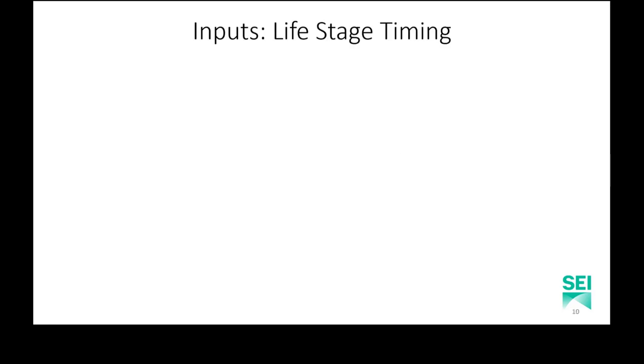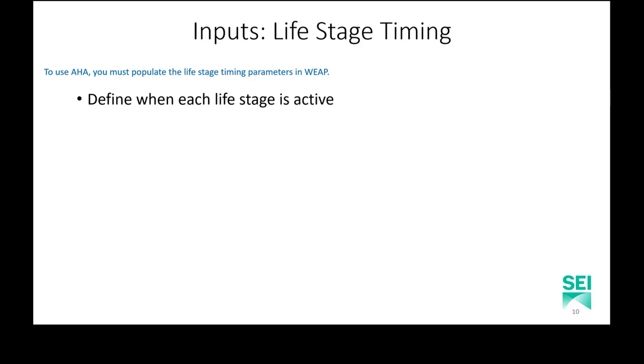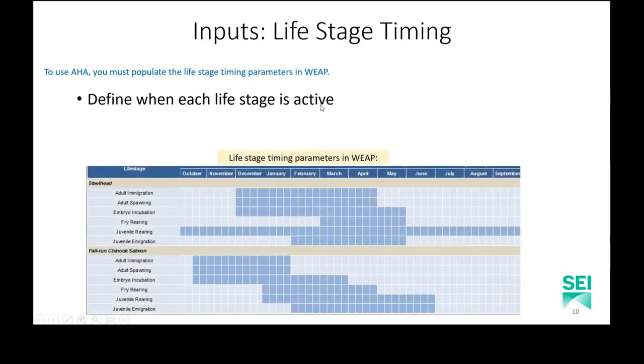So with that in mind, the first input you'll need is what's called life stage timing. You need to input this into WEAP, which defines when each life stage is active. And in Santa Clara, we used a representation that looks like this, where in WEAP, we set each life stage active for certain months. What this does is the results in WEAP are only calculated for the life stage when it's active. And as you see below, it varies by species. Often in the US, we have what's called fall run salmon or winter run salmon. So these parameters allow you to customize the months and the times when each life stage is active.